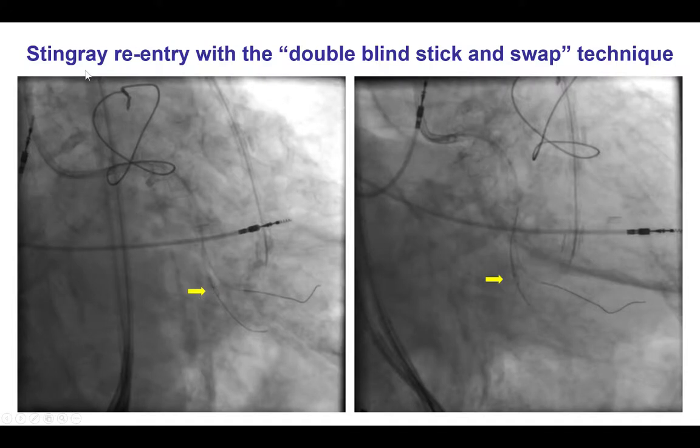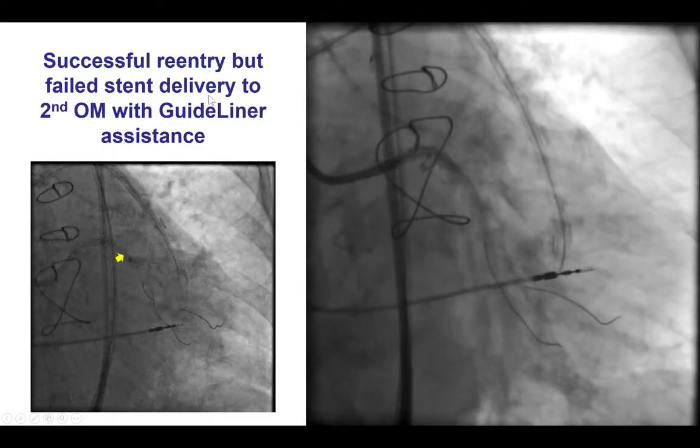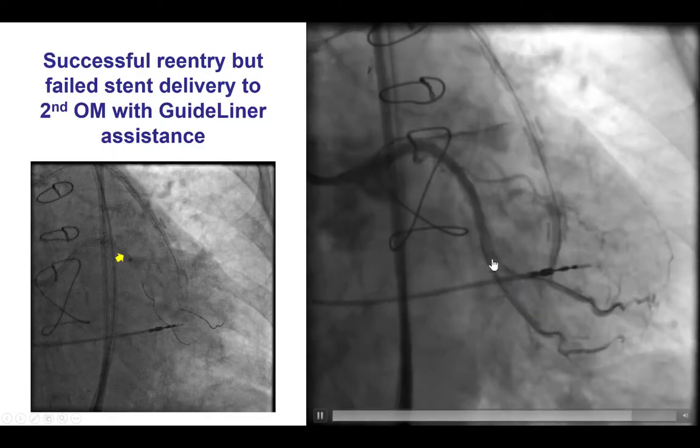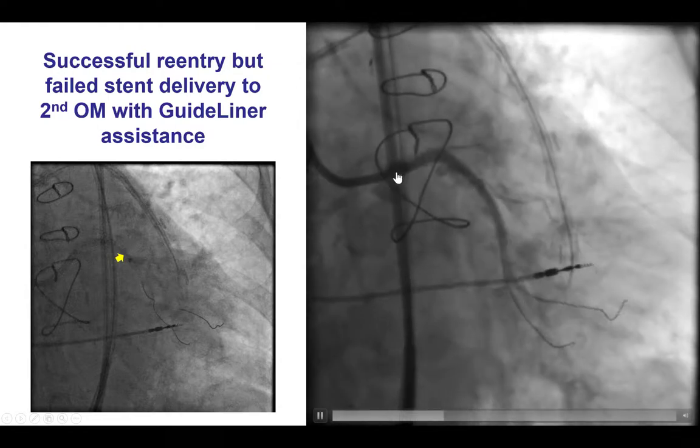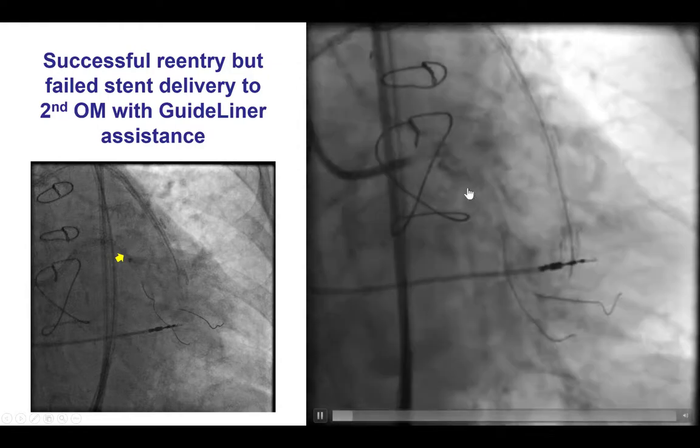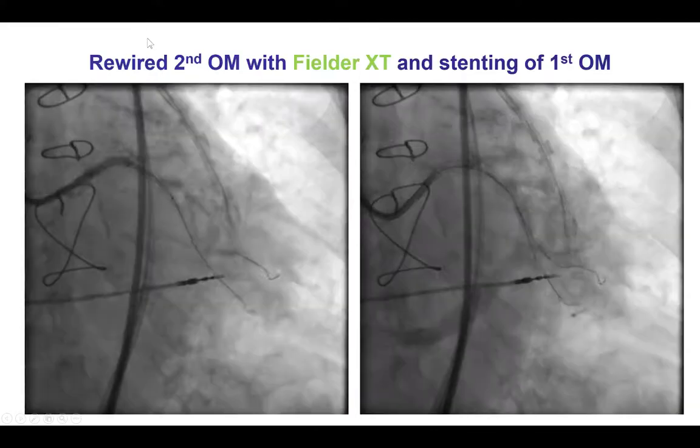So what we did was use the Stingray for re-entry with the double blind stick and swap technique. We used a stiff wire to stick and then exchanged for a Pilot 200 to re-enter. After doing that, we ballooned the area. We had a lot of difficulty advancing equipment through the recently placed stents in the left main and the proximal circumflex.